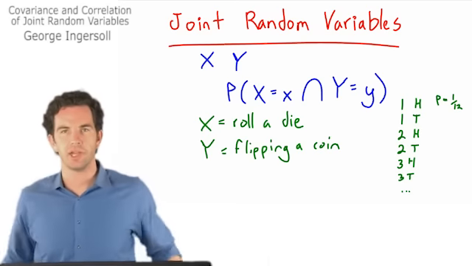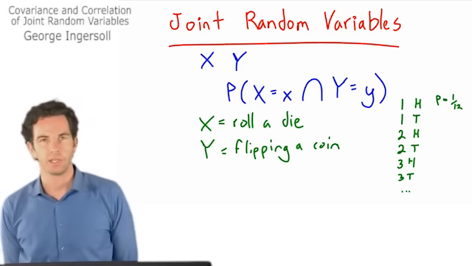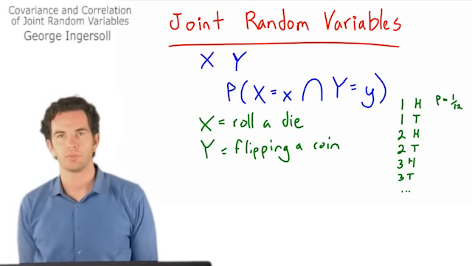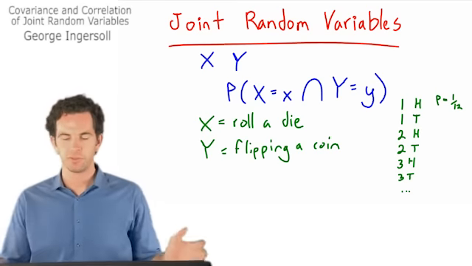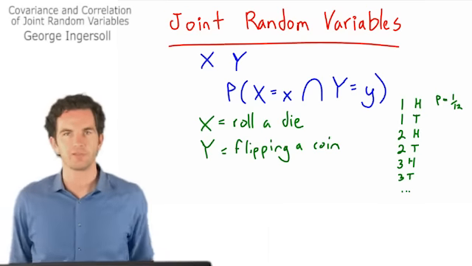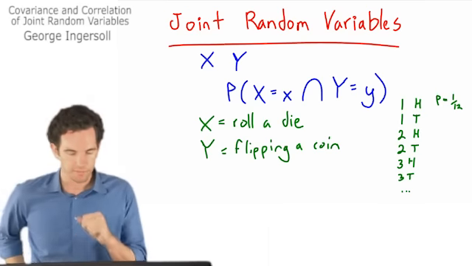There's a 1 in 12 chance of me rolling a 1 and flipping a tails. A 1 in 12 chance of me rolling a 5 and flipping heads. And we've just multiplied the probabilities, 1 out of 6 times 1/2. And that's because these are independent events.